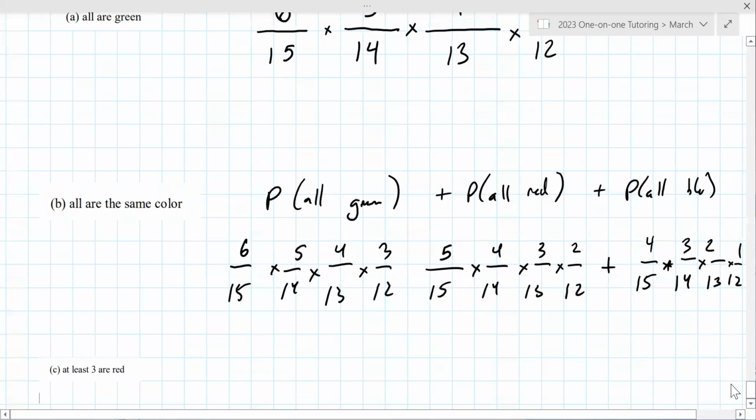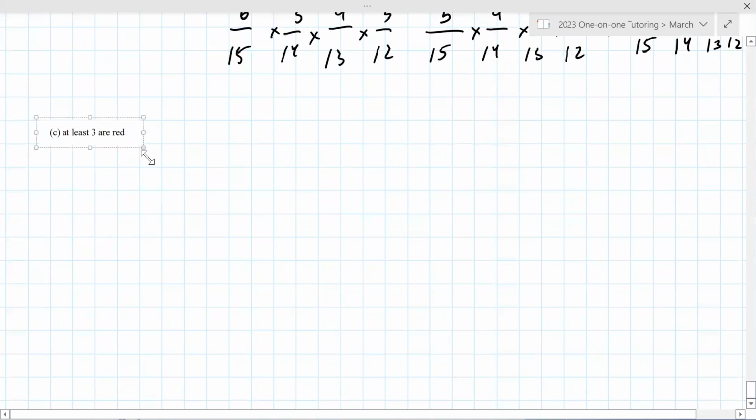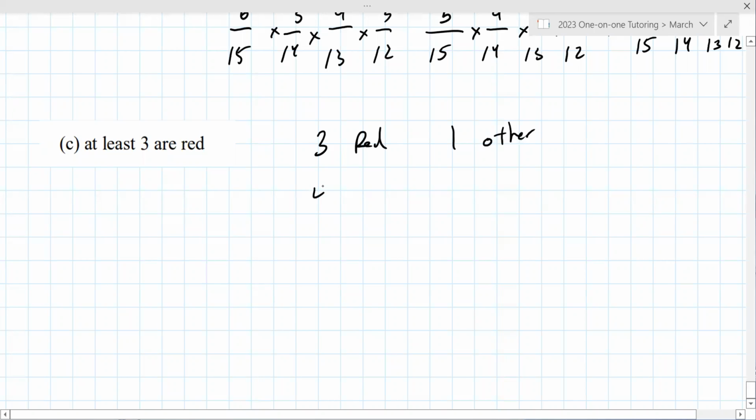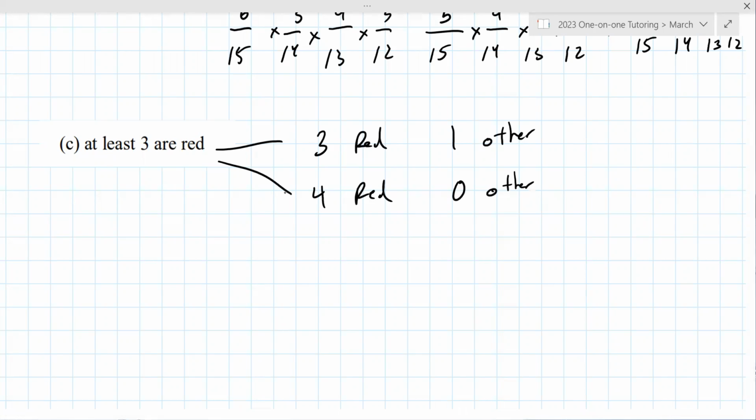Okay, at least 3 are red. So you're pulling 4 out. You could have 3 red and 1 other, which you don't care about, or you could have 4 red and 0 others. So it's good to break these apart into what is the possibility. This is where it gets a little bit harder. You are choosing 3 red, but you don't care about the order. So now this bucketing doesn't work anymore because you don't know whether it's these reds and then the other or the other.